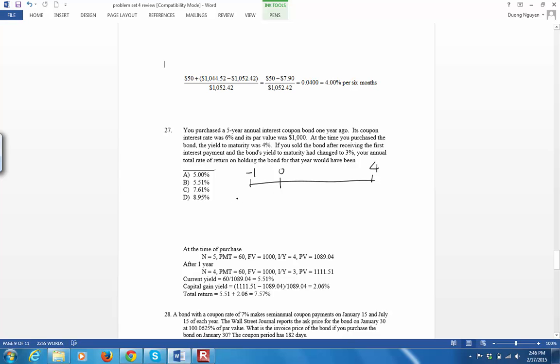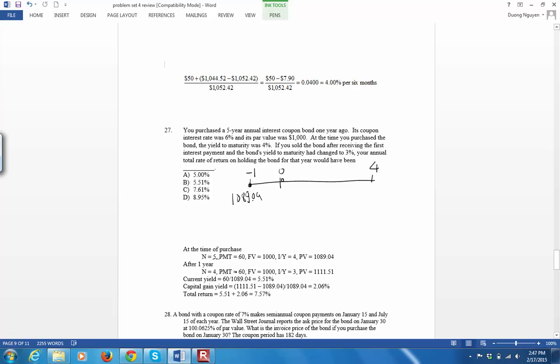So at the time when you bought the bond, which is 1 year before, n is 5, payment is 60, future value 1,000, I% is 4. You should be able to get the price at that time, which is 1089.04.